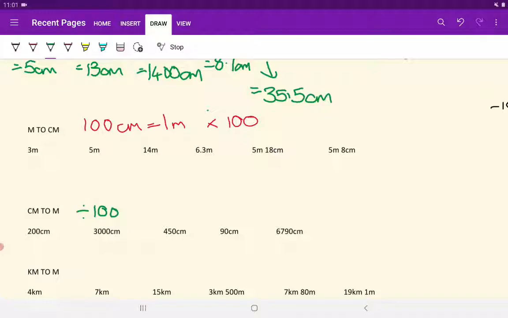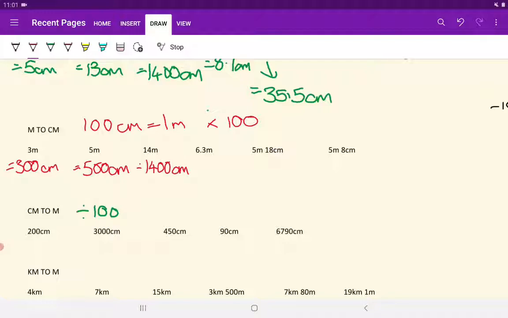You can go back and look at it again to remind you what type of sum we need to do. So 3 metres, metres to centimetres, we're timesing by 100, so 3 times 100 is 300 centimetres. 5 metres, same idea again, we're going to have to do 5 times 100, which is 500 centimetres. 14 metres, 14 times 100, 1,400 centimetres.